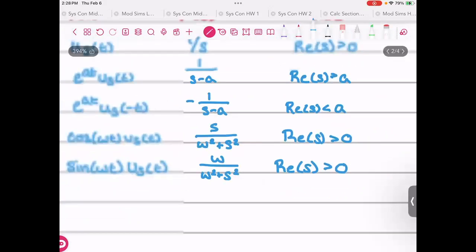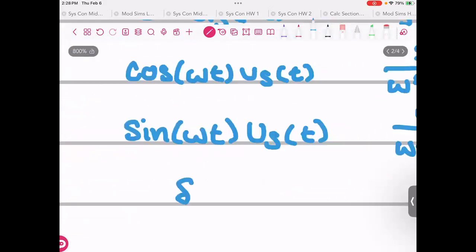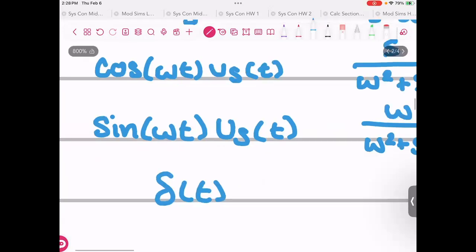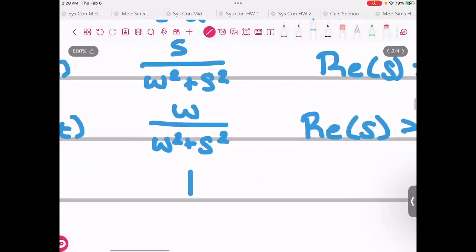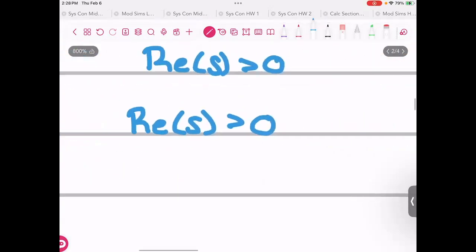We also have our impulse here, delta of t, and the Laplace transform of that is just 1. It converges on all values of s on the complex plane.